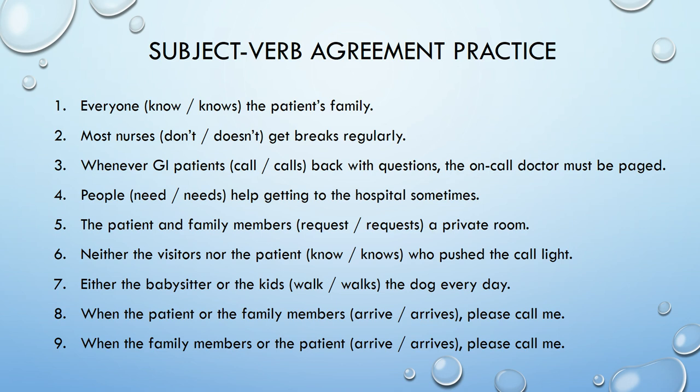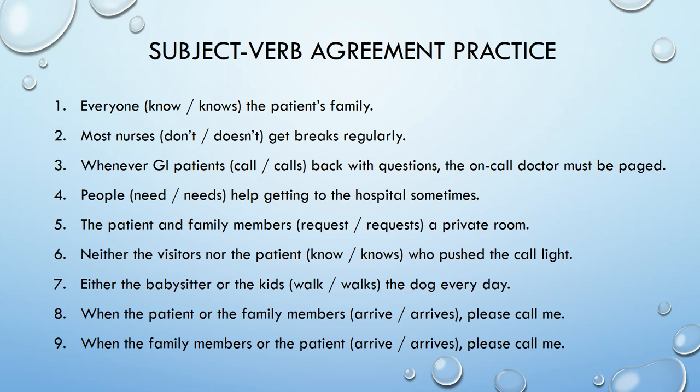In this case, you have the either or nor situation. Patient is singular, family members is plural. Family members happens to be closest to the verb here. So plural noun, it needs to have a plural verb. So the family members arrive.